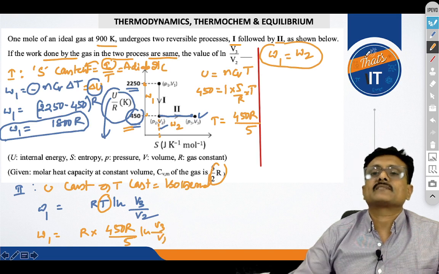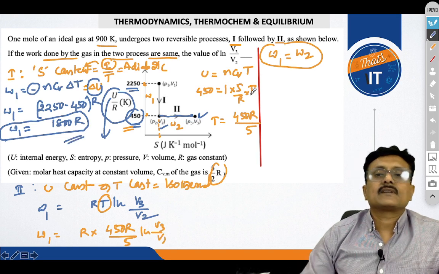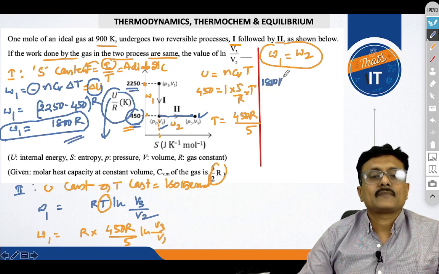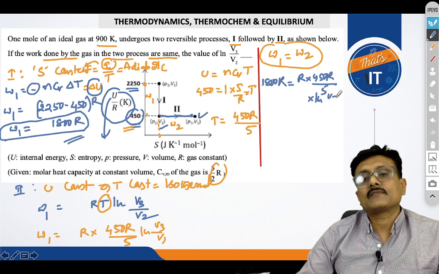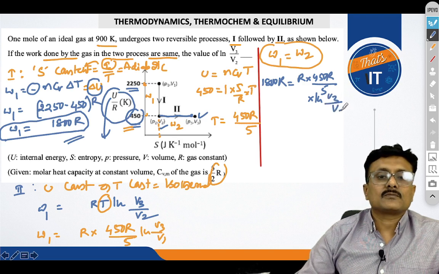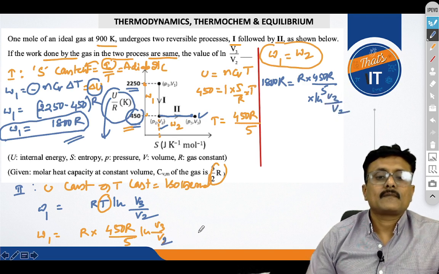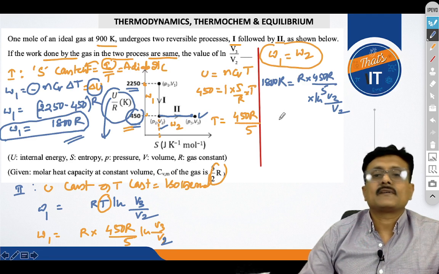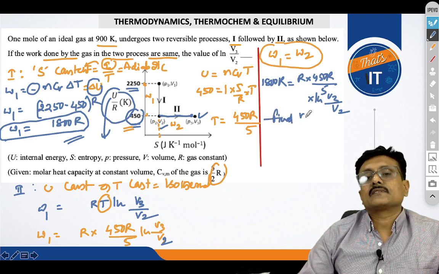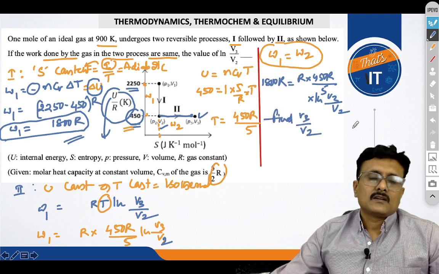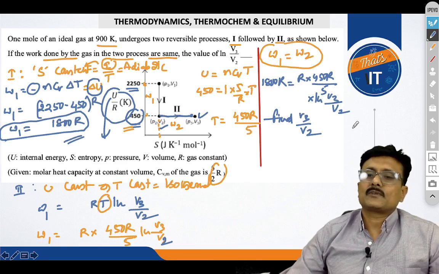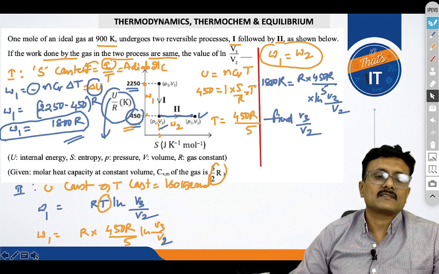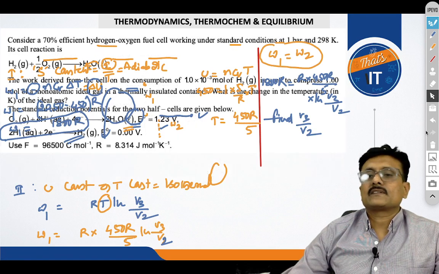Now I am going to apply this condition, wherein you equate 1800 R equal to R into 450 R by 5 into natural logarithm of V3 by V2. So you have to find the value of V3 by V2. It looks complicated, but the only point is that you need to identify the process. I hope you identified the process in this question. So let's see the next one.